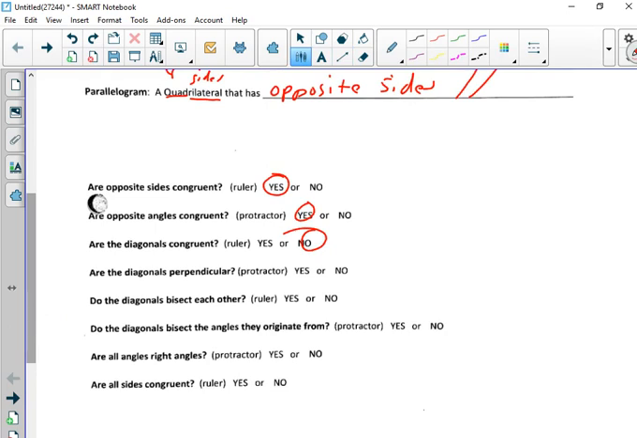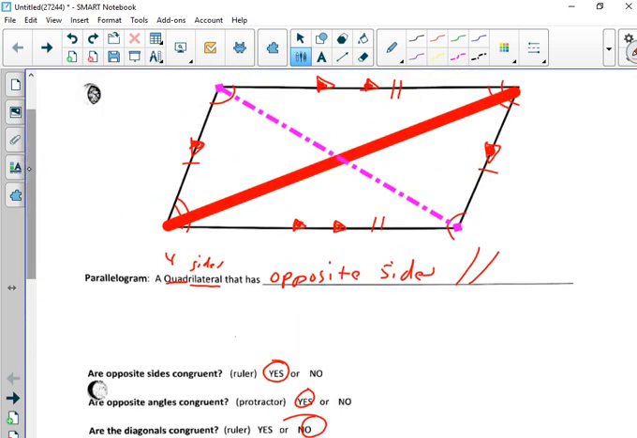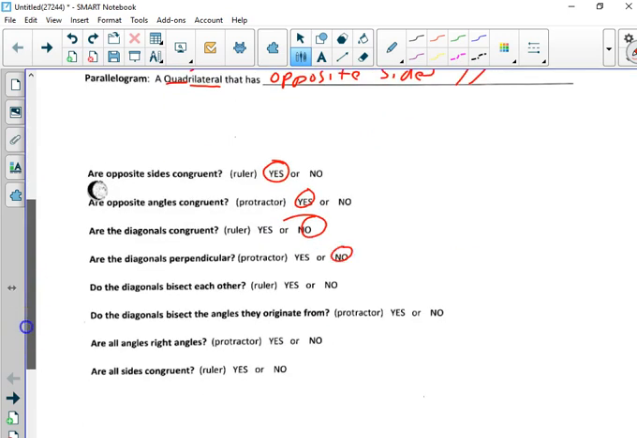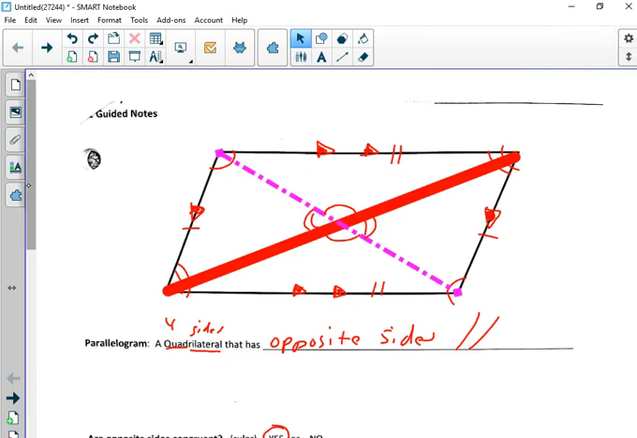Are the diagonals perpendicular? Do they form a right angle? No. You clearly see they form obtuse and acute vertical angles there. They do not meet at a right angle. So that's no. Do the diagonals bisect each other? Yes, they do. So what that means is this piece, they bisect right here. They cut each other in half. Those are equal to each other, and these two are equal to each other. Those sections.